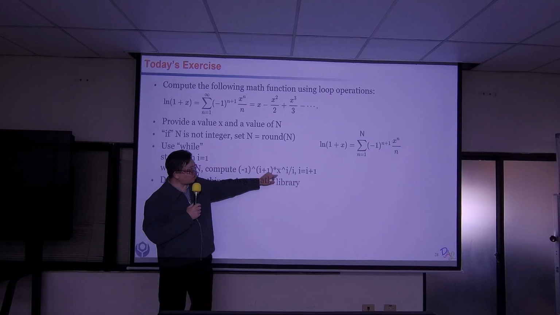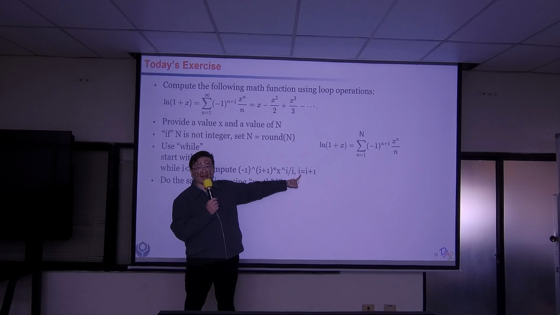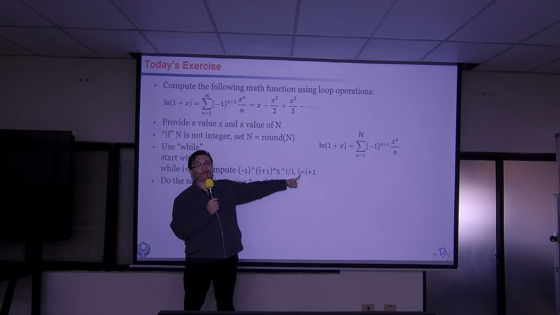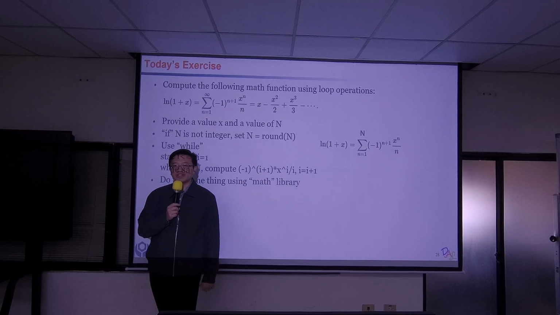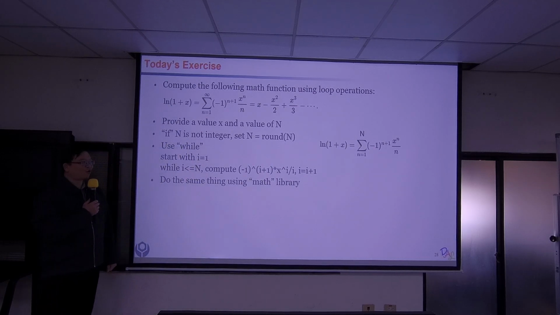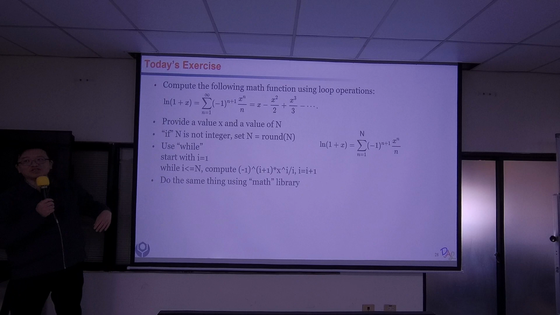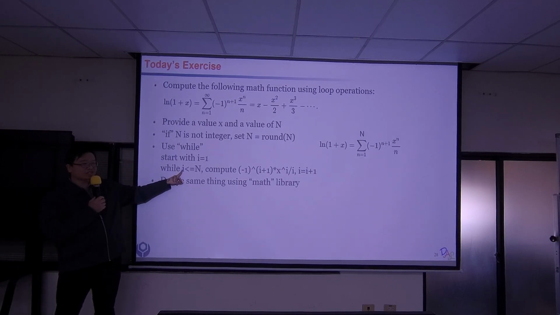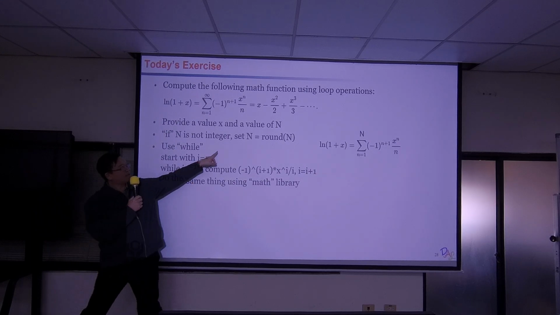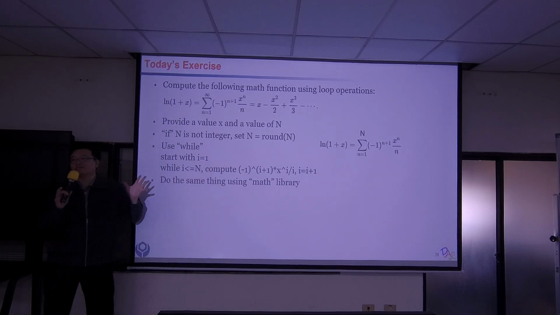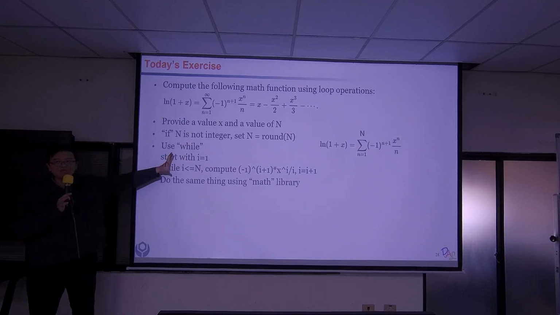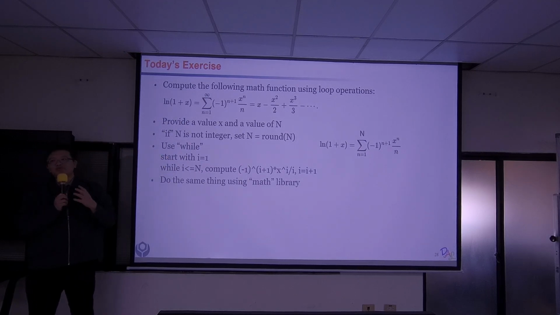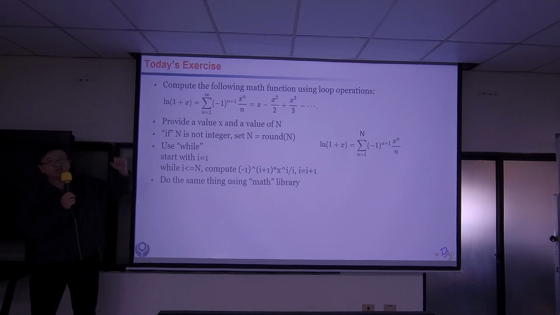And at the end of the while loop, make sure you increase the index by 1. Otherwise, your while loop will not stop. You will jump into so-called the infinite loop, infinite while loop. So keep on doing this until when? Until the I index reaches the max number you assign. Then stop. So sum those numbers together, you will get a pretty good estimation of logarithm of 1 plus x.